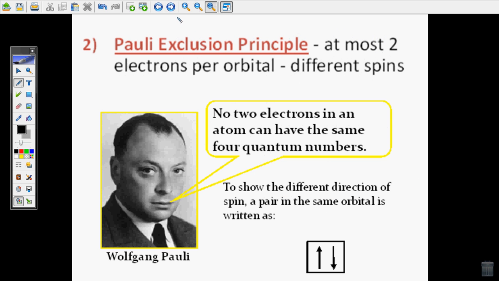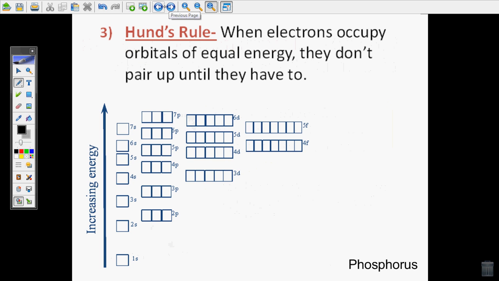Pauli exclusion principle says there can only be 2 electrons in an orbital at different spins. And the way we show a pair of electrons in an orbital is by arrows. So one is up and one is down, indicating opposite spins. Hund's rule: when electrons occupy orbitals of equal energy, they don't pair up until they have to. So here's the orbital diagram, and we're going to use all 3 rules to draw the phosphorus diagram.